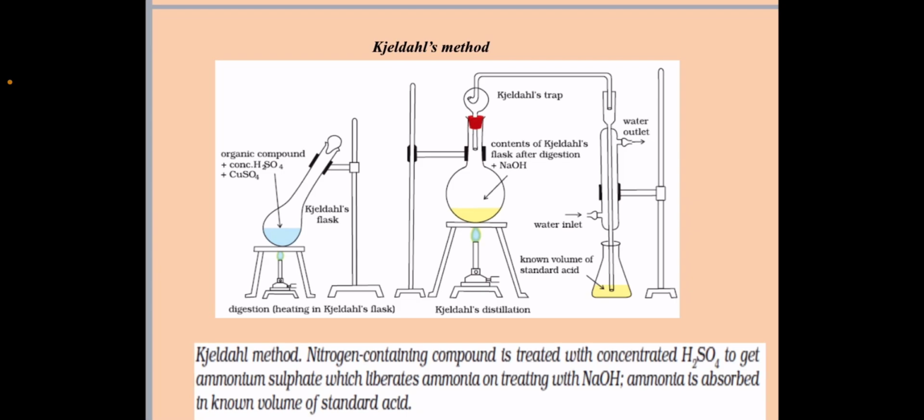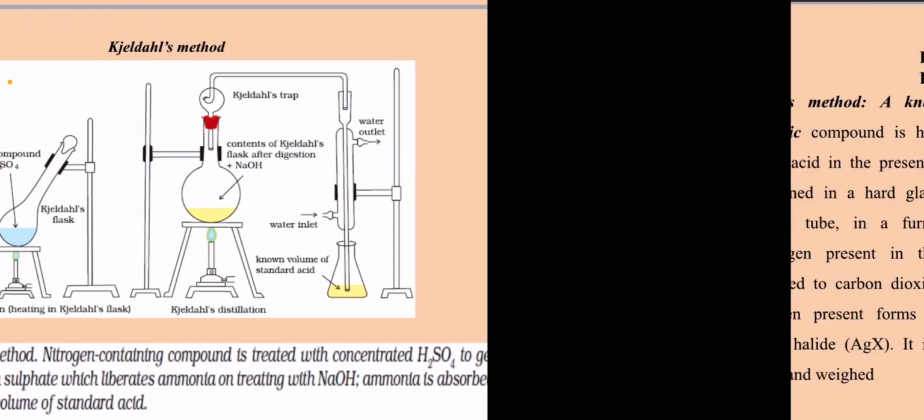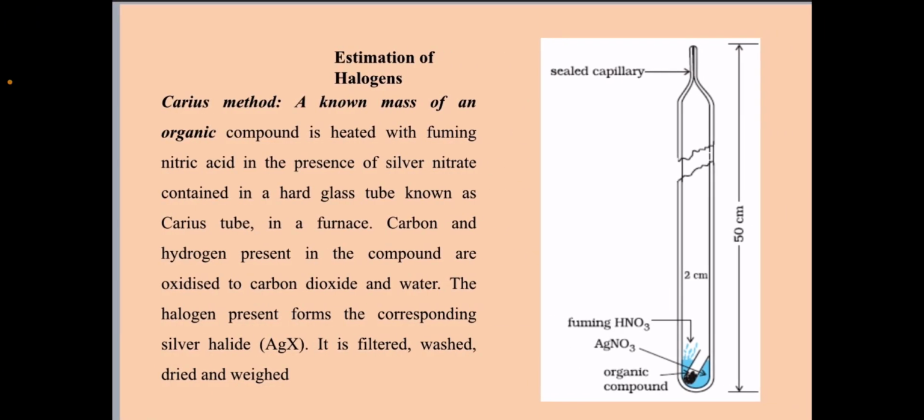So in this, the nitrogen containing compound is treated with sulfuric acid to get ammonium sulfate, which liberates ammonia on treating with sodium hydroxide. The ammonia is absorbed in a known volume of standard sulfuric acid solution. Then is the estimation of halogens.